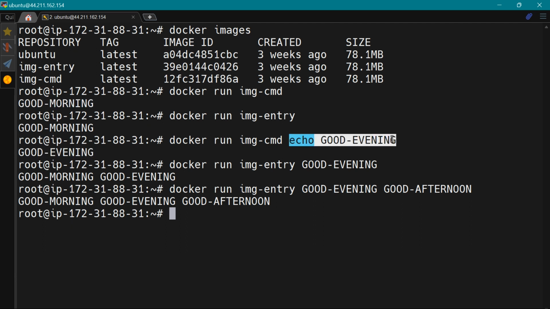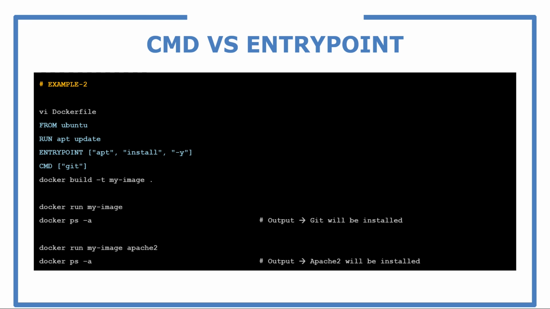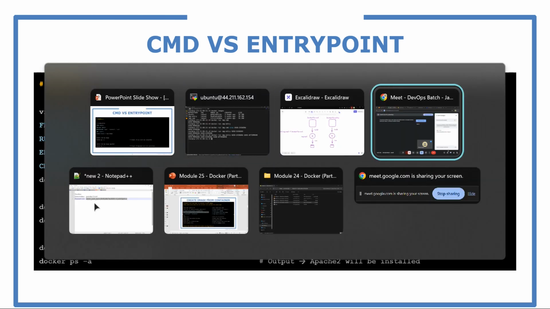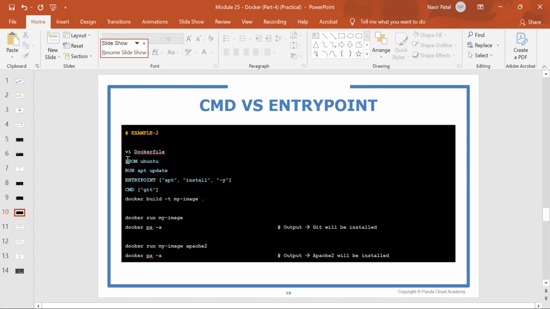Now, how is this useful in real time? In real time, you can combine these two commands, CMD and entry point, wherein you can pass arguments. Let's say entry point apt install -y. This command will get executed by default, and with CMD, let's say you have changed your mind and you want to install some additional packages, so you can make use of the CMD command. Let me just copy that command and show you how it is used in real time.